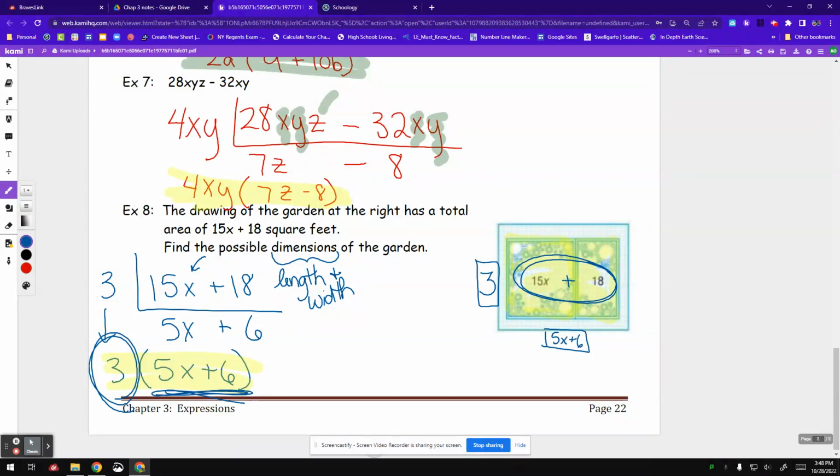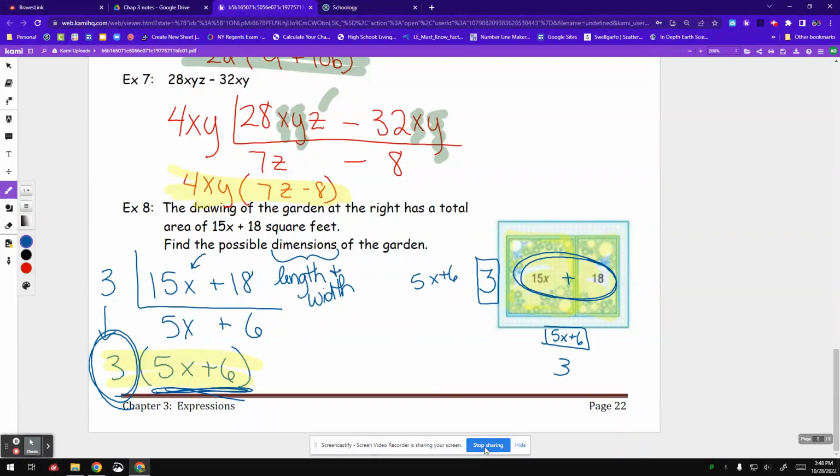And it doesn't matter if they're switched. You can put 5x plus 6 here and 3 here, that doesn't matter. But you do need to know that the dimensions go on the length and the width. That's the unit.